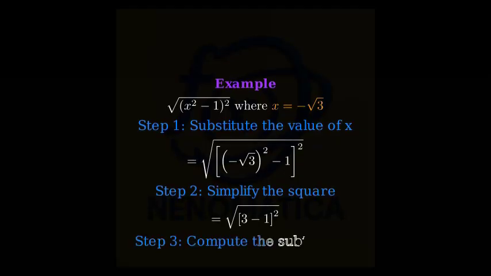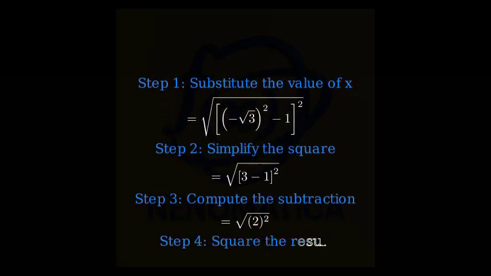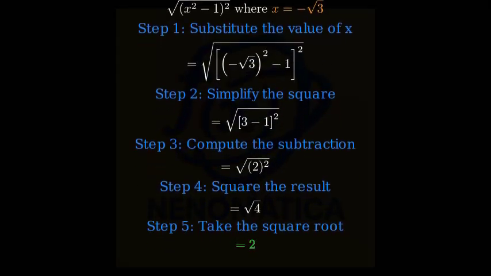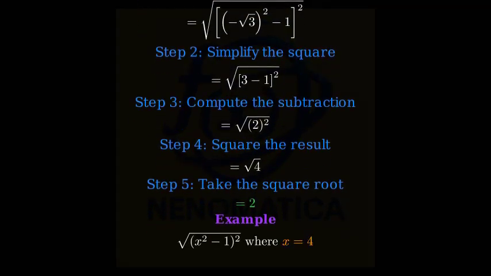Now we can compute 3 minus 1, which equals 2. Next, we square 2, which gives us 4. Finally, we take the square root of 4, which gives us 2. Let's move on to our second example. Now we need to evaluate the same expression when x equals 4.